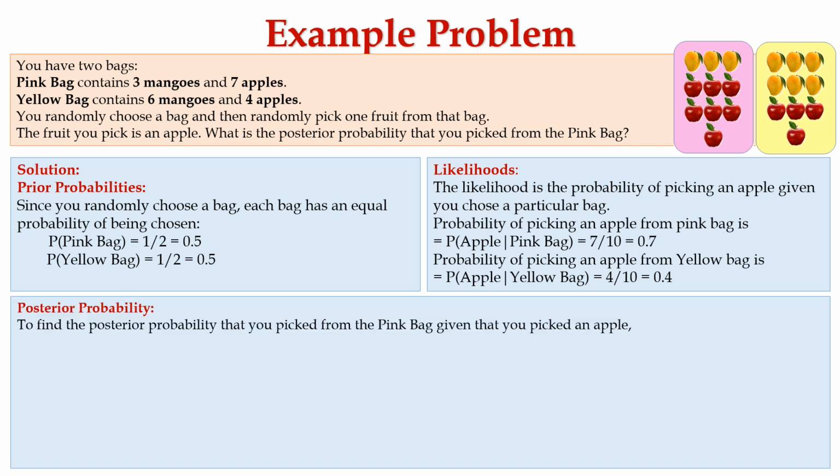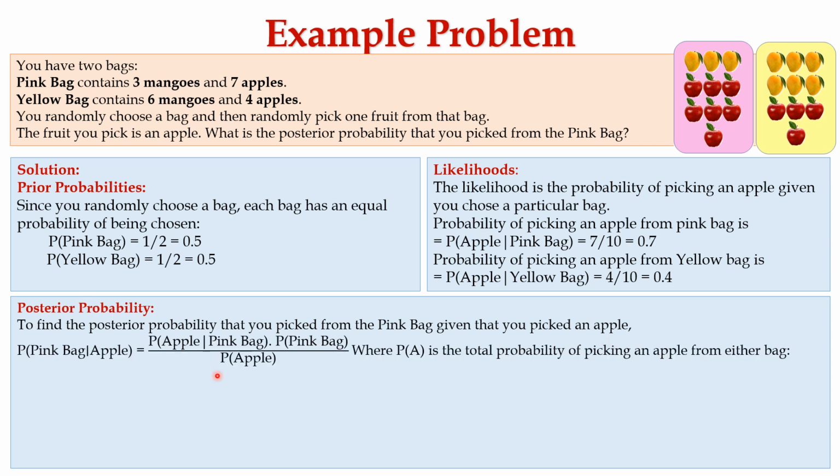To find the posterior probability that you picked from the pink bag given that you picked an apple: probability of pink bag given apple is equal to probability of apple given pink bag into probability of pink bag, divided by probability of apple, where probability of apple is the total probability of picking an apple from either bag.